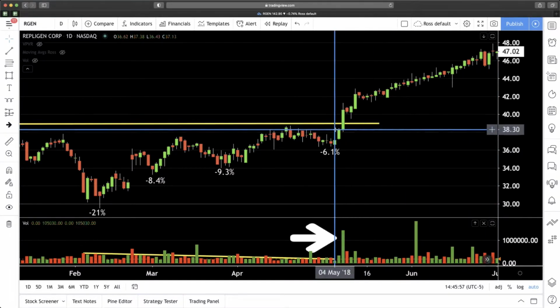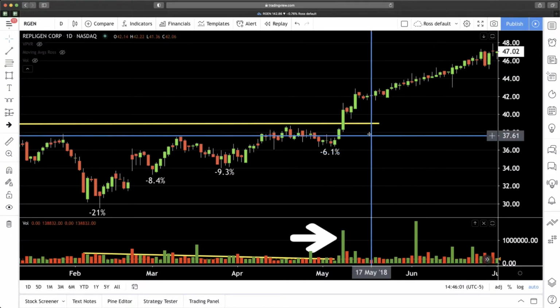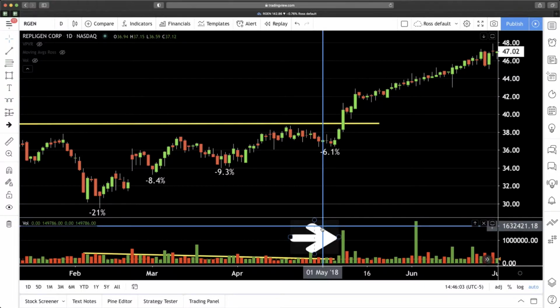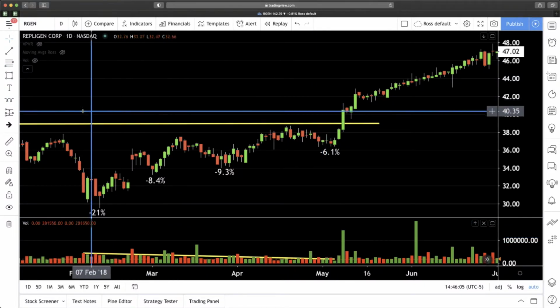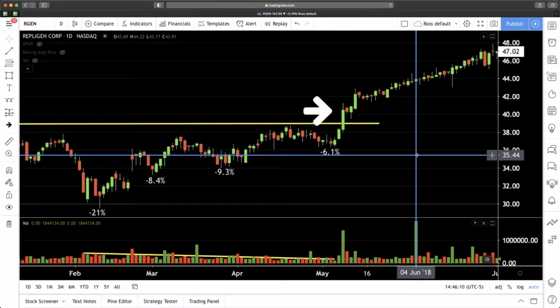Okay, you don't want a little head fake. You don't want it to pop up here but come right back down by the end of the day. You want it to close above it. So it did so, and it closed the day up here at 40.5. So that would be your buy point.